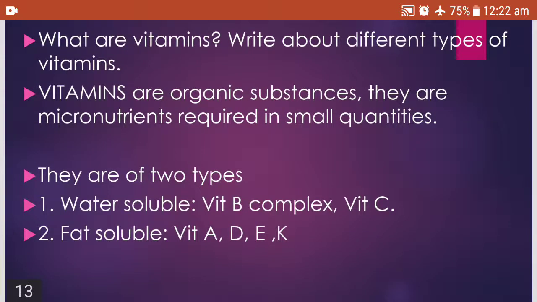What are vitamins? Write about the different types of vitamins. As I already told you, vitamins are organic substances. They are micronutrients required in small quantities. They are of two types: water soluble, vitamin B and C, and fat soluble, vitamin A, D, E, K. We have learnt about their chemical names and the diseases caused due to their deficiency in my previous video.